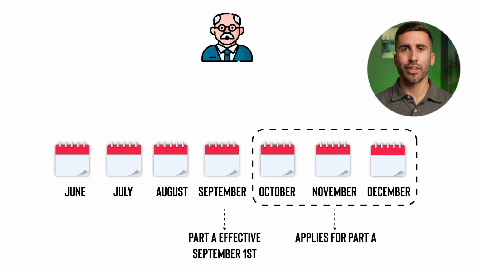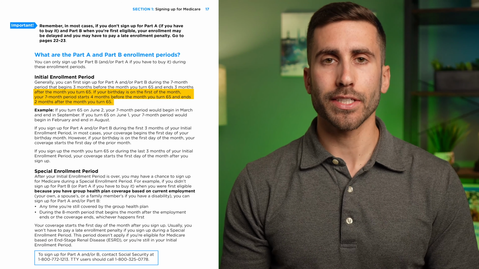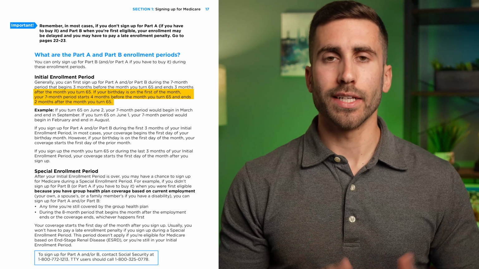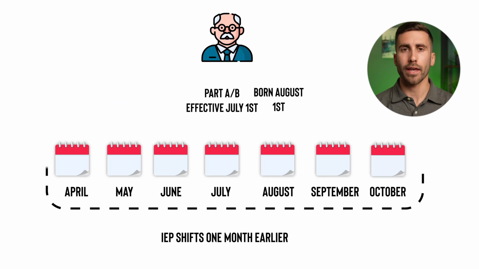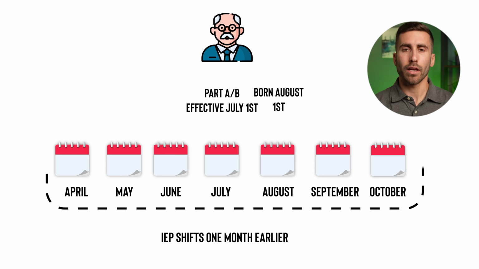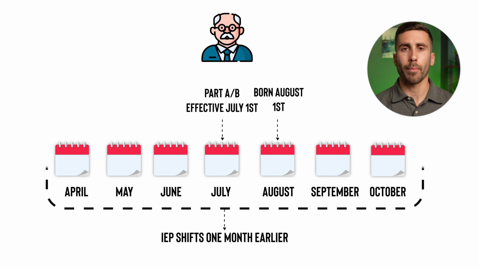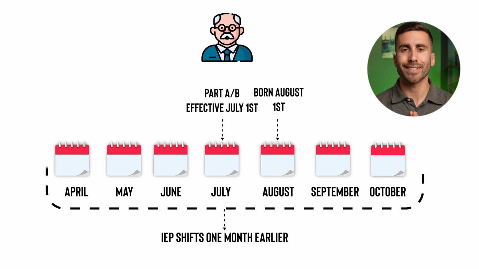As a reminder for those of you watching this video who happen to have been born on the first day of a month, your IEP does start 1 month earlier than for others. So if your birthday is August 1st, for example, you are technically eligible for Part A and Part B effective July 1st. And the timeline of your IEP essentially shifts 1 month earlier, so it would actually run from April through October. Now, this is a somewhat small detail, but it has significant implications on your coverage start dates. So be aware.